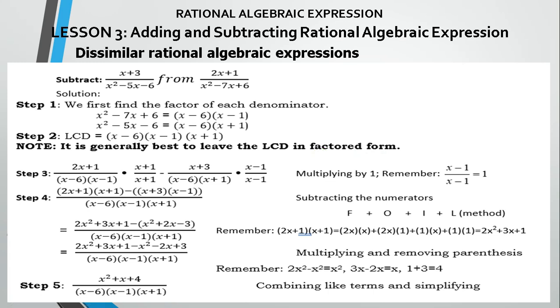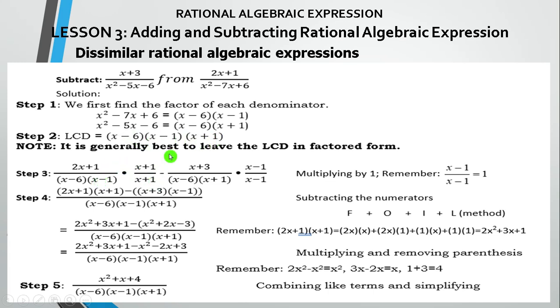Okay? So, step 3. Okay, multiplying by 1. Okay? So, we have here 2x plus 1 over quantity x minus 6 times the quantity x minus 1. This is the factored form of our denominator. Times x plus 1 over x plus 1. Okay, para makuha natin si LCD. This one. So, multiply natin.